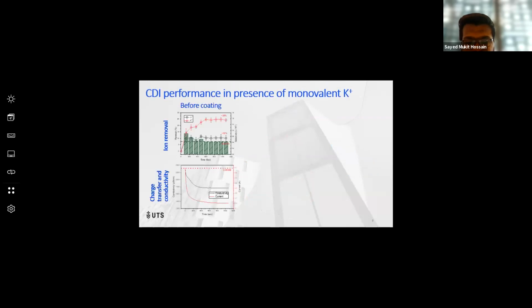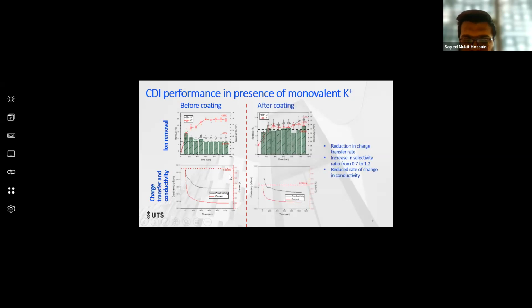So how it behaved with potassium. For potassium, with the bare electrode, you can see at the left of the slides, the potassium removal was around 24%, and lithium removal was around 10%, and the selectivity was around 0.5, which increased after the coating to 1.2, and the charge transfer rate reduced as the ion removal rate is reduced. So you can see for the monovalent ions, the selectivity increased, which is favorable, which is very good.